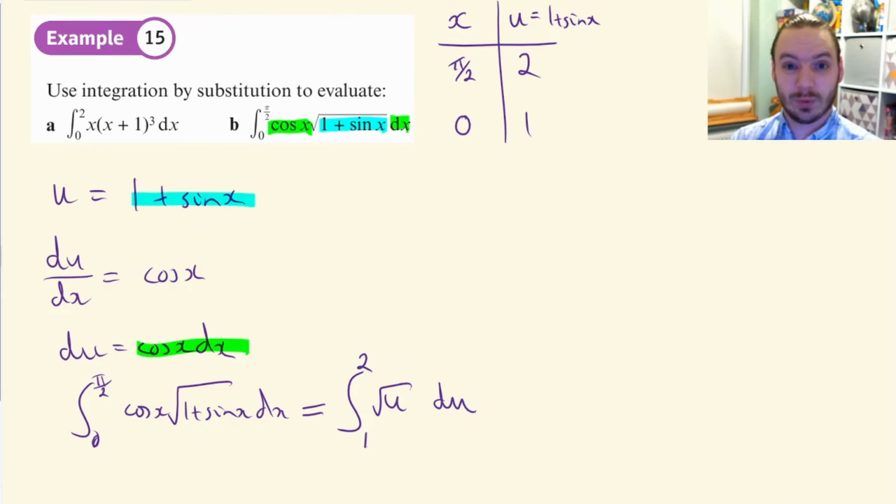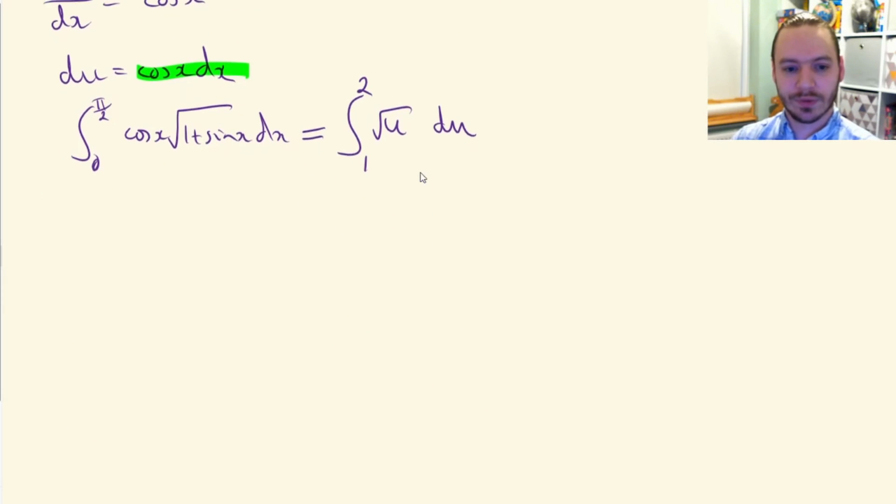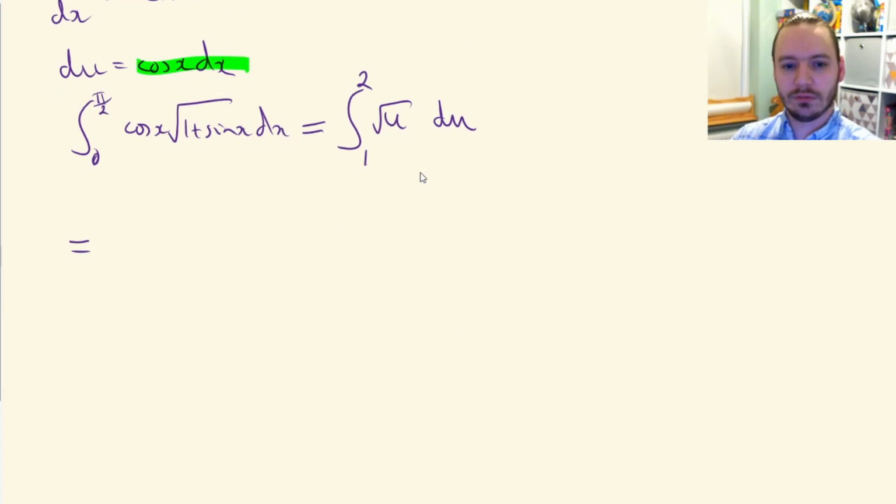And at this point, I'm ready to integrate. And actually, the integration is really, really simple. So this is u to the power half. So when I integrate it, I get u to the 3 over 2 divided by 3 over 2 plus some constant. But because I'm doing a definite integral, I don't need my constant. I just need my limits of 1 and 2.